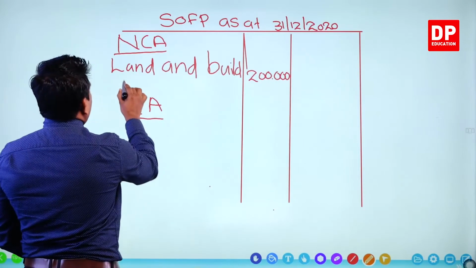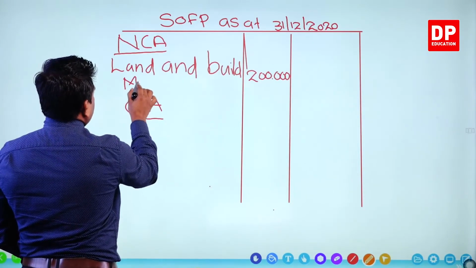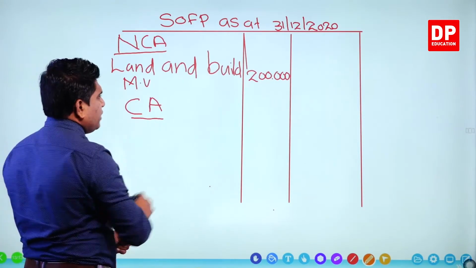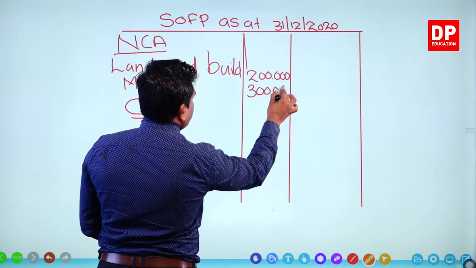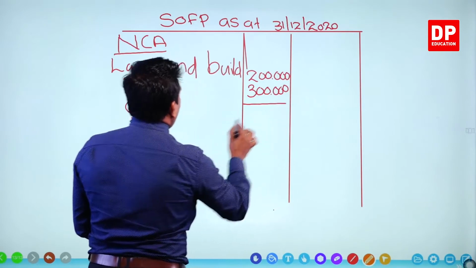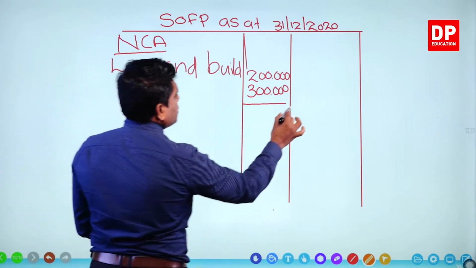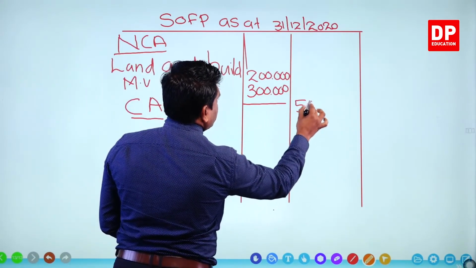The other one is motor vehicle, right? Motor vehicle, you see in the question above I have given 300,000. 300,000 motor vehicles are given. Then total non-current assets is 500,000.